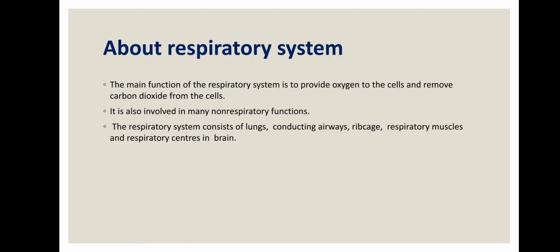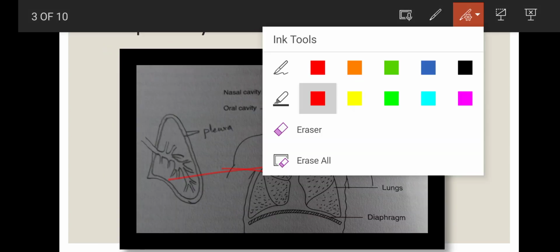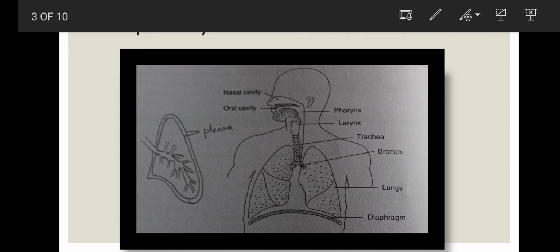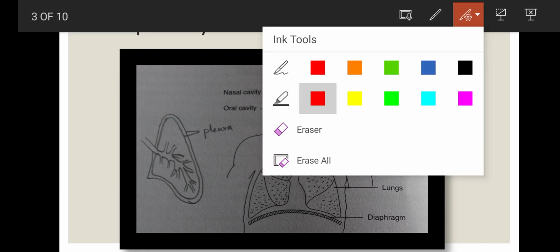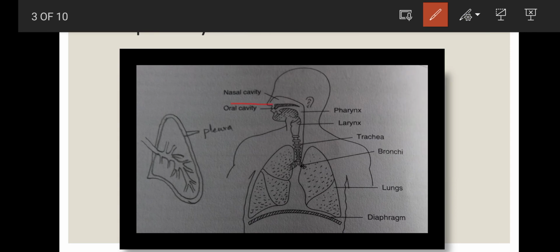We have seen the diagram here. It has nostrils, so we can see the upper respiratory tract begins from the nostrils. Near the nasal cavity we have the nostrils, and from here up to the vocal cords, which are nearer to the larynx. Up to here it is known as the upper respiratory tract, and it performs three important functions.